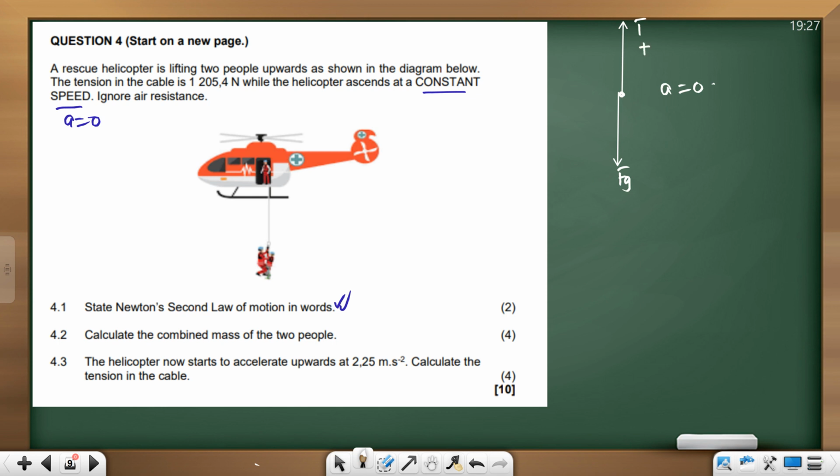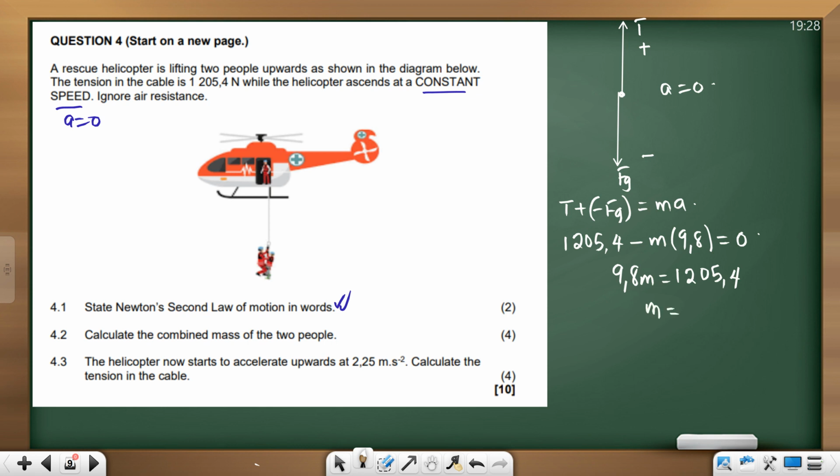Upward as positive because they are moving up, down. So T plus negative what? Fg equals MA. Do we know the tension? 1205,4 minus M times 9,8 equals what? 0. So 9,8 M equals 1205,4. Do you want to confirm? 1, 2, 3. How did you guys get 1, 1, 1?